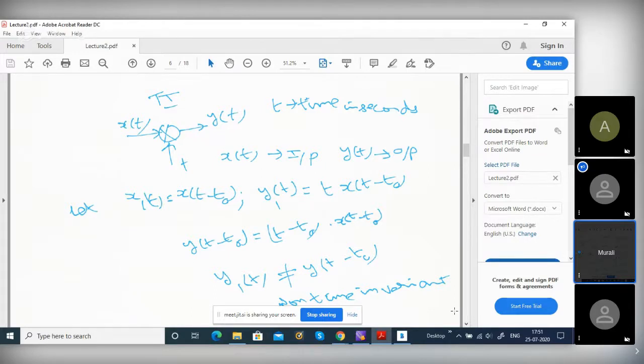For example, in mixing, down conversion or up conversion, some cos omega naught t will be multiplying. Cos omega naught t is a function of time. The input you will multiply by cos omega naught t, or cos omega c t if you are comfortable with that. Omega c is the carrier frequency. Is it a time variant system or a time invariant system?